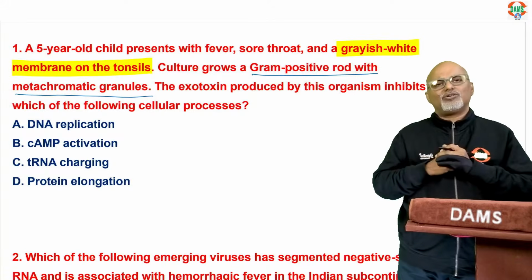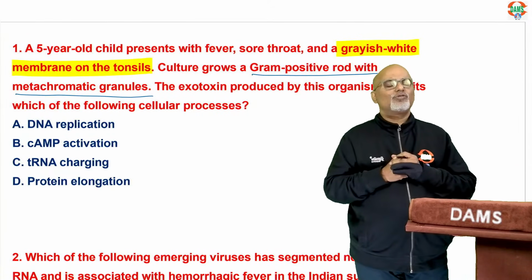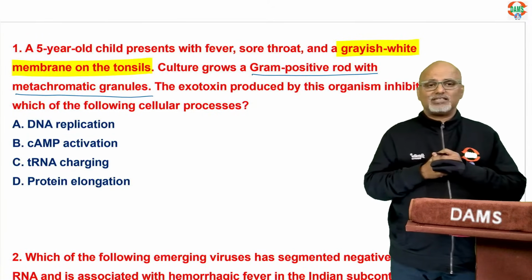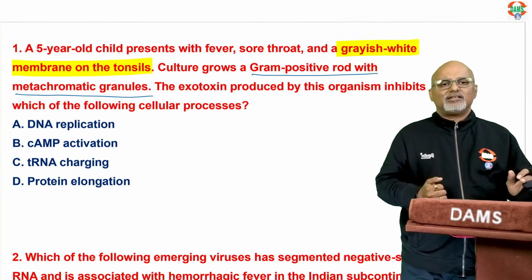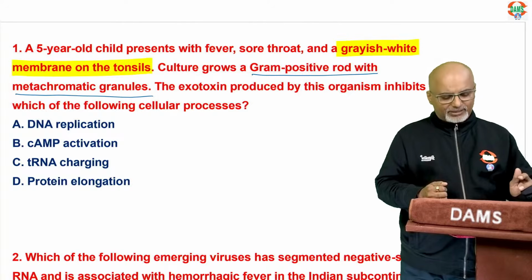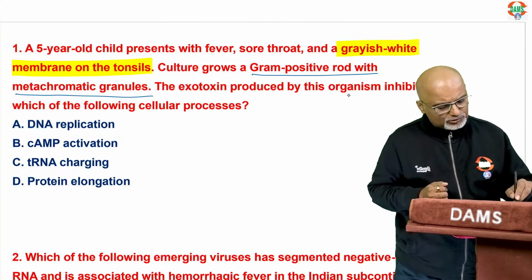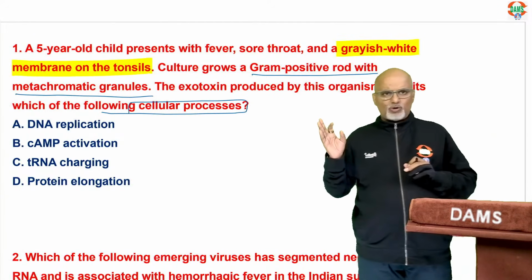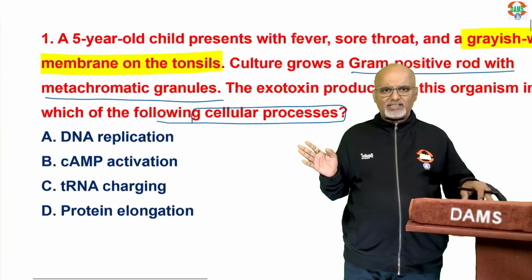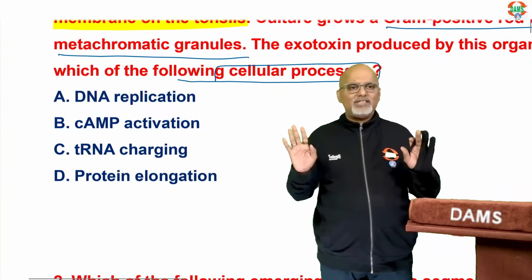The question should be a known question to me because I diagnosed it, not only you. 90% of the kids will diagnose it as Corynebacterium diphtheriae. The exotoxin produced by this organism inhibits which of the following cellular processes? Direct question: what is the mechanism of action of diphtheria toxin?